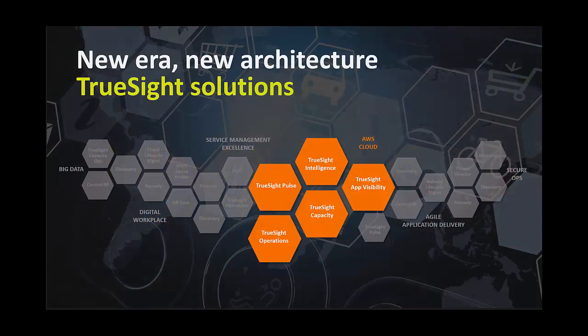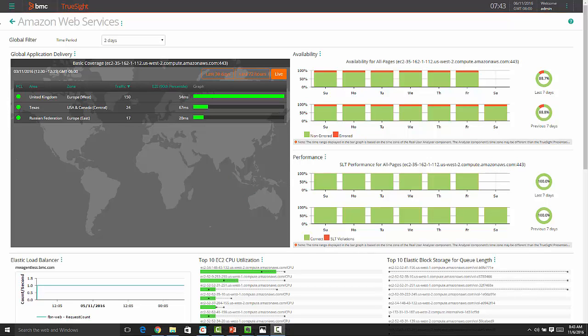TrueSight Operations Management is one of the BMC initiatives that focus on ensuring that the application performance and the underlying cloud infrastructure meet the service delivery requirements of their business and customer expectations. Whether your public cloud platform is AWS or Azure, TrueSight got it covered.